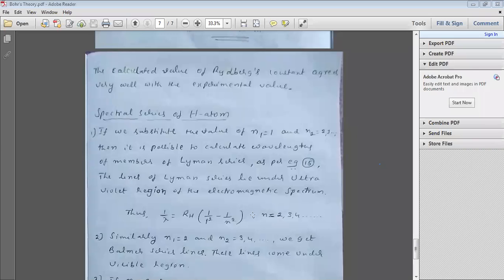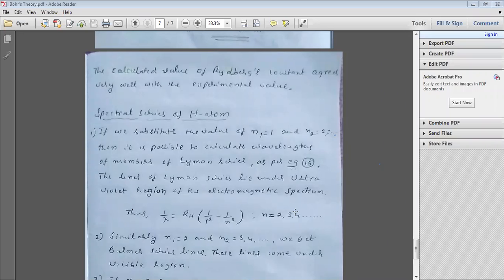So put n is equal to 2, it becomes 2 to 1. 2 to 1 transition, first member of the Lyman series. If you put n is equal to 3, it is 3 to 1. 3 to 1 makes the second member of the Lyman series. So 4 to 1, third member of the Lyman series. Fourth member of the Lyman series, and so on.